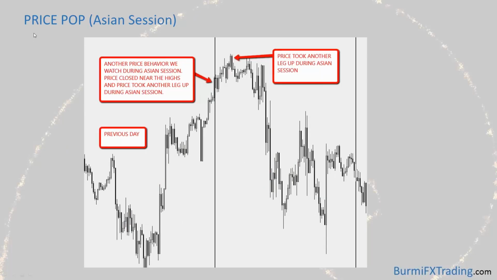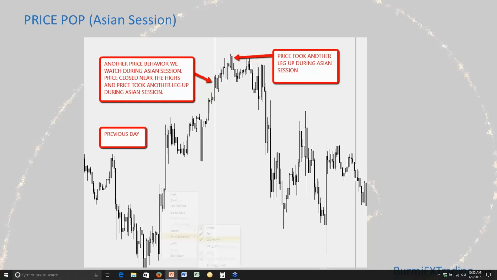The next price behavior we have is something I call price pop. We are still in the Asian session. On the previous day, this line represents the end of the day, we have a pretty big price spike to the upside. Then at the end of the day, price stalls, and we see sideways movement. And then during the Asian session, price takes another leg up.